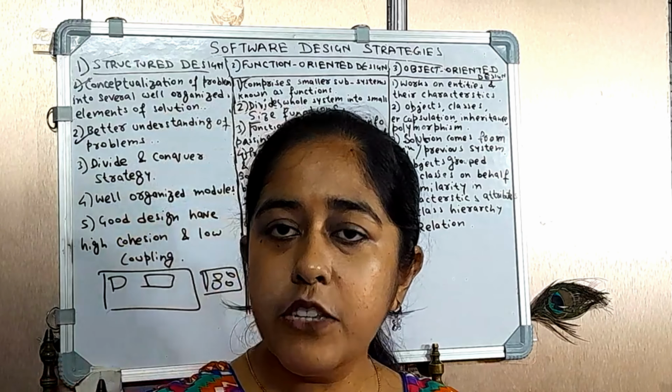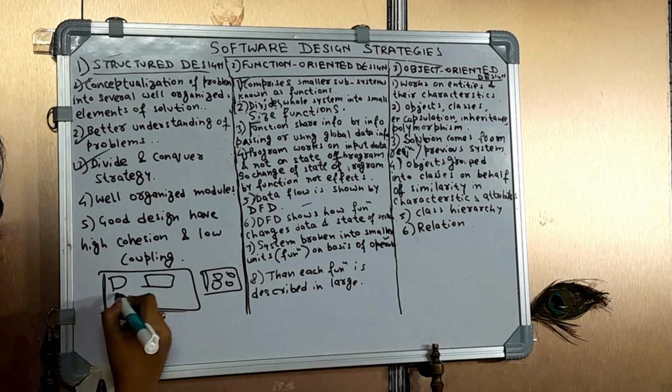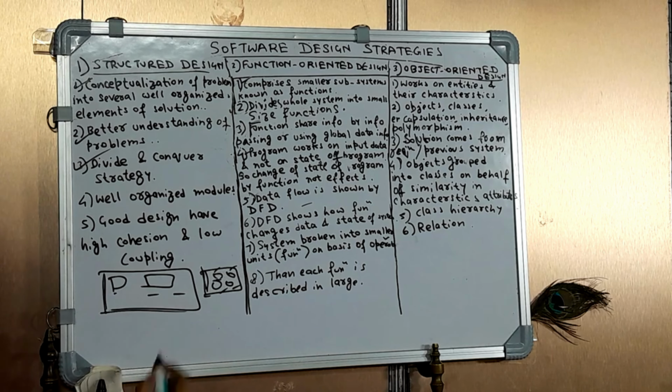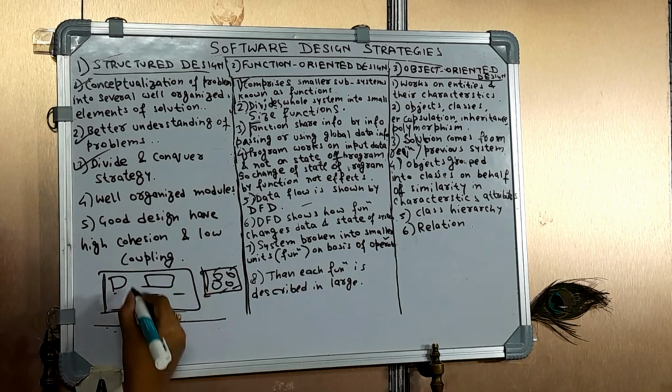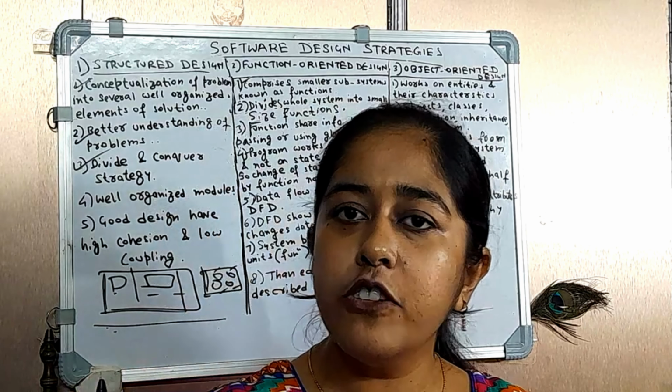Now the third one is the divide and conquer strategy. What we were doing in structured designing, in the designing phase, was breaking the whole system into small subsystems, and those subsystems into small modules. So we were dividing a particular problem into different subsystems and different modules. We were conquering that: solving the problems of those subsystems and then merging them into a whole system. That will be your solution system or your solution software.